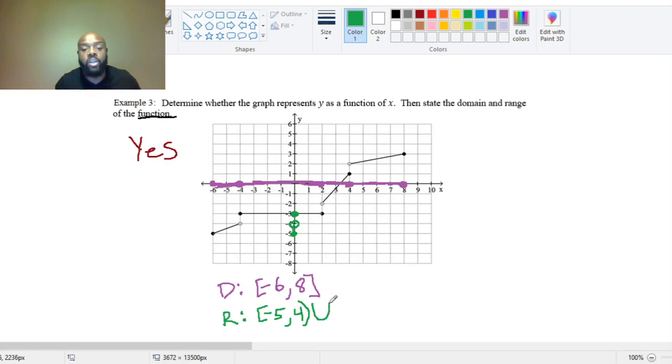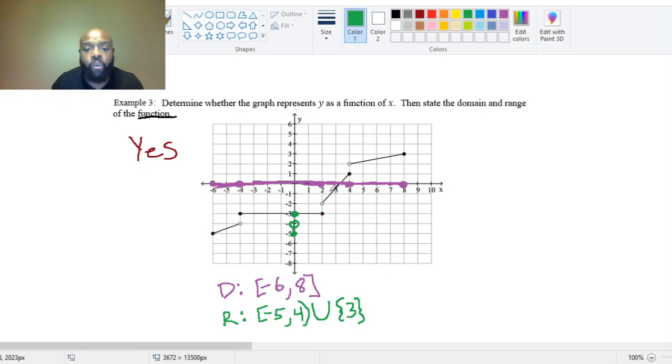Then I'm going to have a union here. And then notice this is a single point. Whenever we have set notation that includes a single point, we have to use our squiggly brackets. I know they probably have a different name, I just call them squiggly brackets. And I have that there.